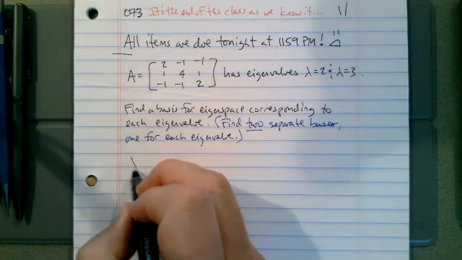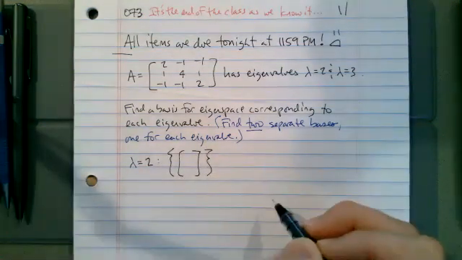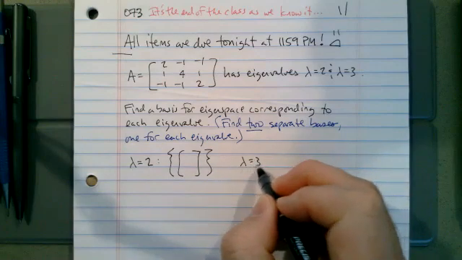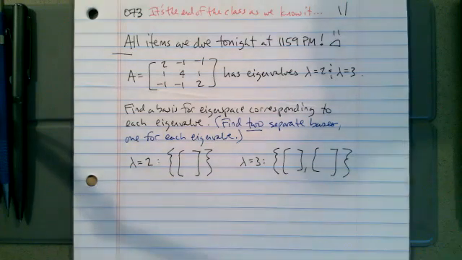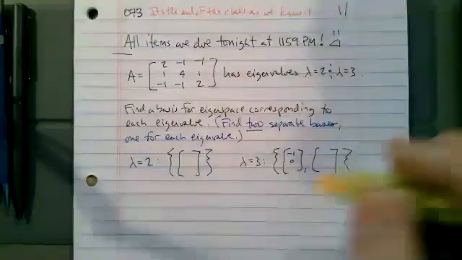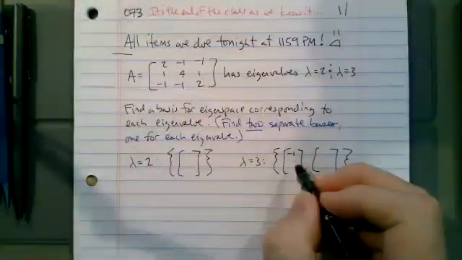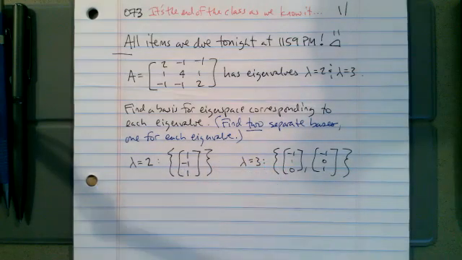So for lambda equals 2, I think 2 is the one that had the one-dimensional eigenspace. And then for lambda equals 3, there was a two-dimensional eigenspace because A was diagonalizable. So I'm looking for two separate bases. I think it was -1, 1, 0, and I think this was 1, -1, 1. So there are the answers to find a basis for the eigenspace corresponding to each eigenvalue.